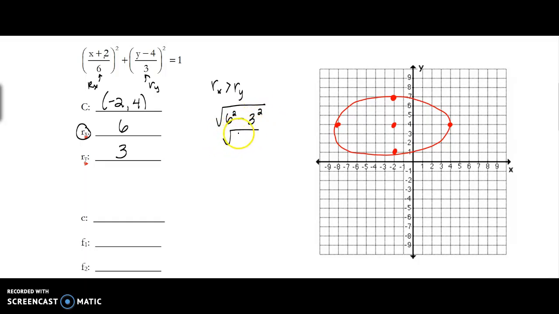So when we multiply and simplify, we're going to get 36 minus 9, which is 27. And then you take the square root. Always round to the nearest tenth. Okay, so when you do that, it's 5.2. So because our X is bigger, we also have to adjust X.